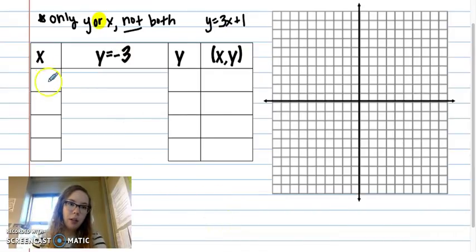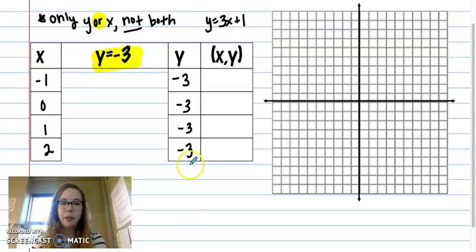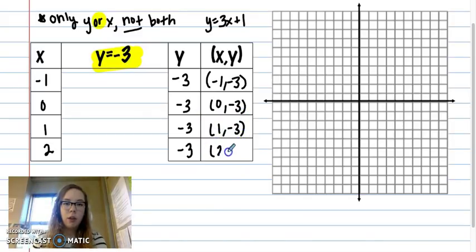So on these, let's start with looking at what it says. It says y equals -3, which means no matter what happens, y is always going to be -3. So I'm going to fill in all of these y's are -3. My x, I can pick whatever I want. So I'm going to still pick what I picked yesterday. So -1 up to +2, and then all my y's are -3. There's no x for me to plug in here. So all my y's are -3. So this is going to be the point -1, -3, 0, -3, 1, -3, and 2, -3.